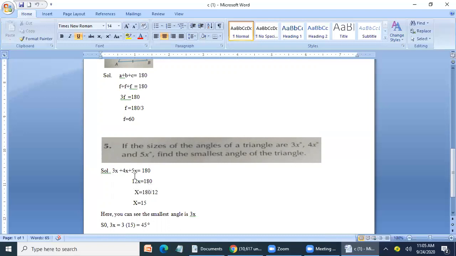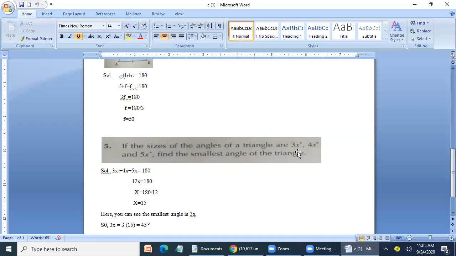Now after that, 12 and x have no sign in between, which means they are multiplying. So when we shift 12 to the right hand side of the equals sign, it will be divide. क्योंकि multiply हो रहा था तो वहाँ जाके divide हो जाएगा. अगर plus हो रहा होता तो minus हो जाता. So when we divide 180 by 12, we will get the answer 15. So this is the value of x, but we need to find the smallest angle.